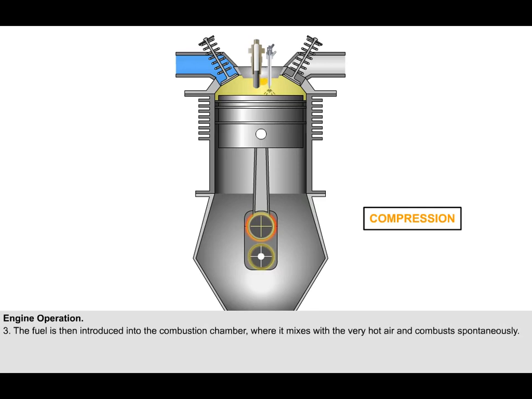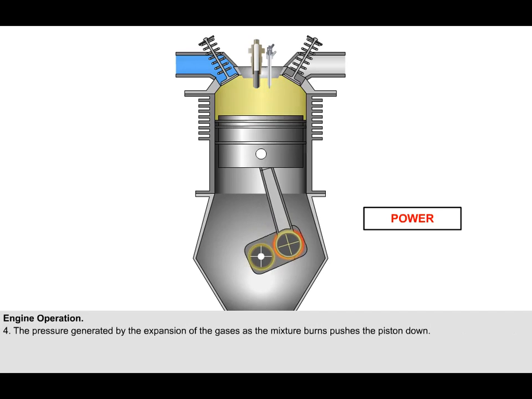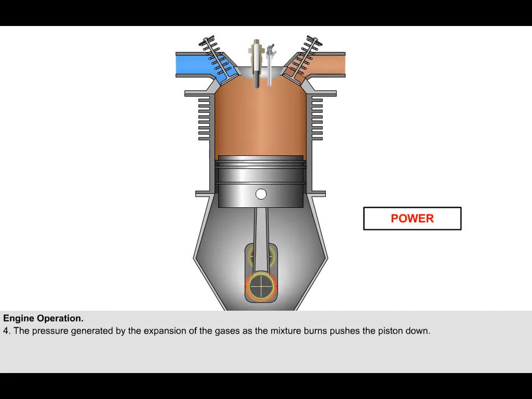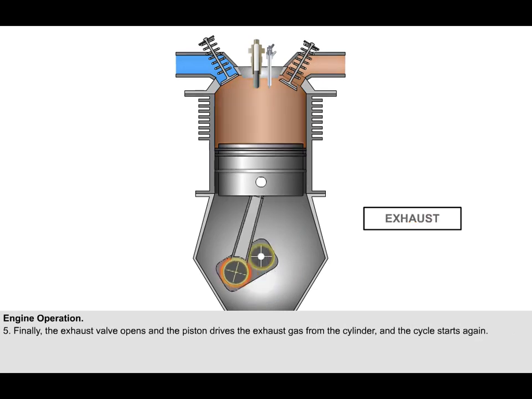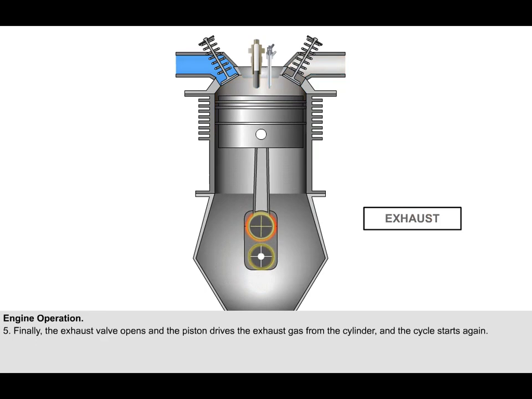When the fuel is then introduced in the combustion chamber, it mixes with the highly compressed and very hot air and combusts spontaneously. The pressure generated by the expansion of the gases as the mixture burns pushes the piston down. The connecting rod transfers the linear energy thus induced to the crankshaft, which translates it into rotary energy. Finally, in a similar manner to the gasoline piston engine, the exhaust valve opens and the piston drives the exhaust gas from the cylinder, and the cycle starts again.